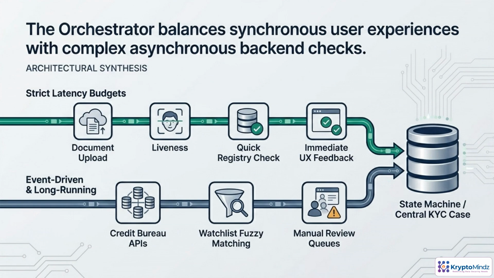The key idea here is orchestration under two very different latency regimes. Anything directly in the user journey must complete within a tight budget, so you prioritize fast checks: document capture, liveness, and a quick registry query that can immediately update the screen. Heavier work, like bureau calls, fuzzy watchlist checks, or manual review, runs event-driven in the background. A central KYC case or state machine ties both timelines together into a single, consistent decision.